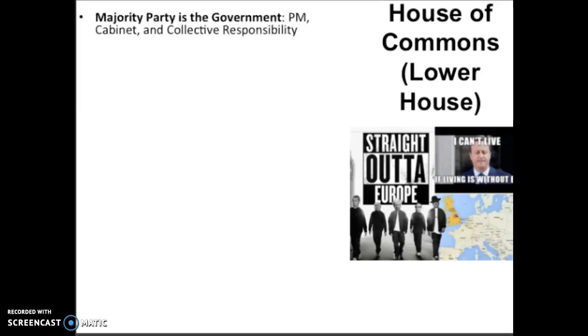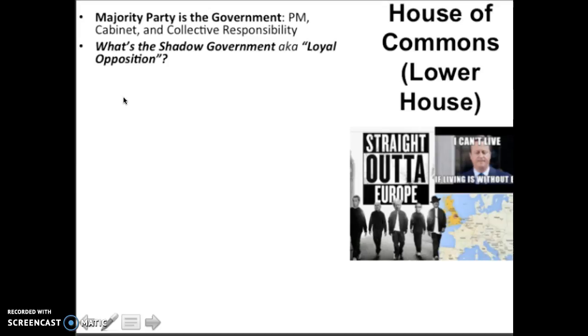The way that it is organized is that you have the majority party. The majority party is considered the government. I went over that in part one. The majority party gets to choose the prime minister. So the prime minister is part of the government. The cabinet comes from the government or the majority party, and the collective responsibility.